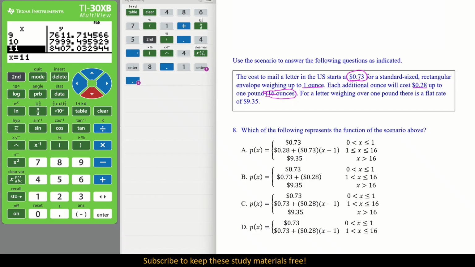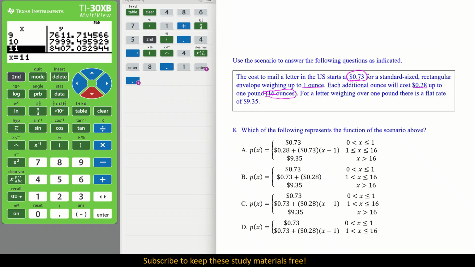For a letter weighing over a pound, there is a flat rate of 9.35. Okay, so this is a piecewise function situation, meaning we have 3 pieces. You have the first range, that'd be 73 cents. That goes from 0 to 1 ounce. Okay, let's look at our options. A, 0 to 1 ounce.